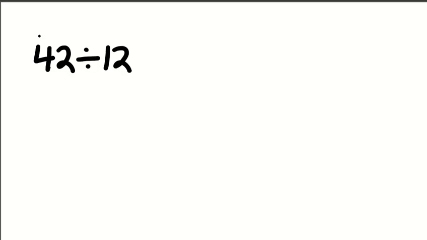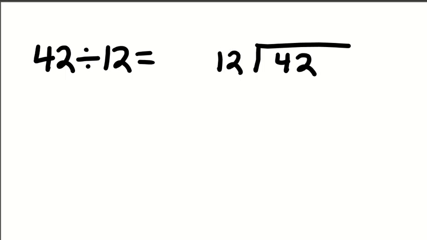Well, that looks downright sketchy, so let's go ahead and write it like the way we're used to. Let's put 42 in the house, 42 right there, and 12 on the outside of the house. And now we're going to ask ourselves, about how many times will 12 go into 42? Well, let's count by 12s. 12, 24, 36. Looks like it's only going to go 3 times.